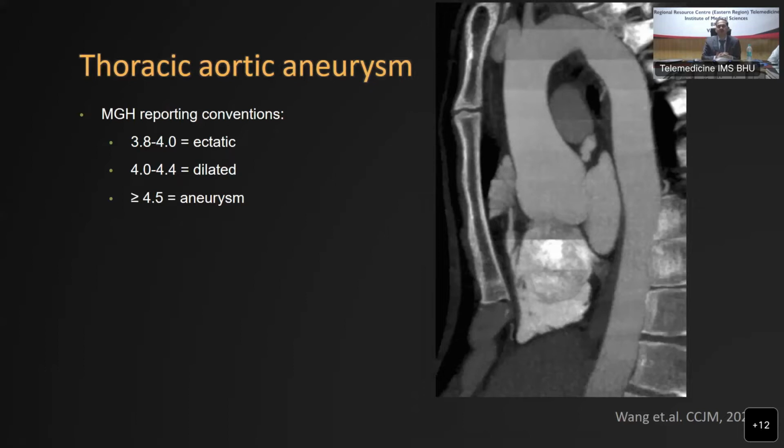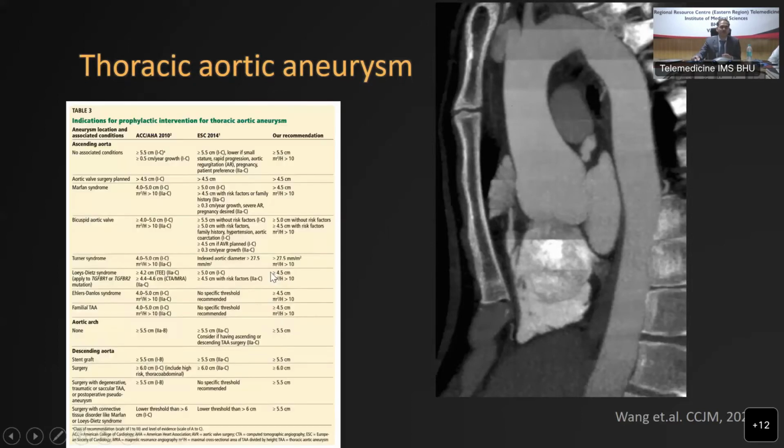We use different reporting thresholds in my hospital in Boston. So anything for ascending aorta, anything between 3.8 to 4 is ectatic. Anything between 4 and 4.4 is dilated. Anything more than or equal to 4.5, we use the term aneurysm. I know that these thresholds vary from one institute to another institute. So you may have different thresholds, but these are the thresholds we use in my hospital in Boston.